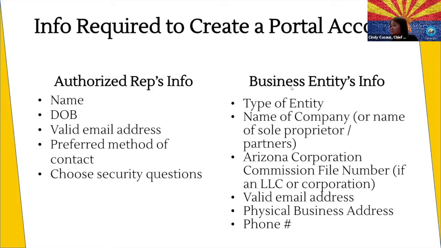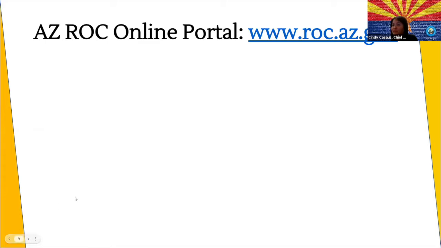In regards to your business entity or your company, we'll need the type of entity, the name of your company or the name of the sole proprietor and partners, the Arizona Corporation Commission file number if you're an LLC or corporation, again a valid email address, we can't emphasize that enough, your physical business address, and a phone number. So be sure to have all of that information. Our portal can be found via our website here, and Jesse will also put that in the chat. Hoping that all of you have already visited our website.